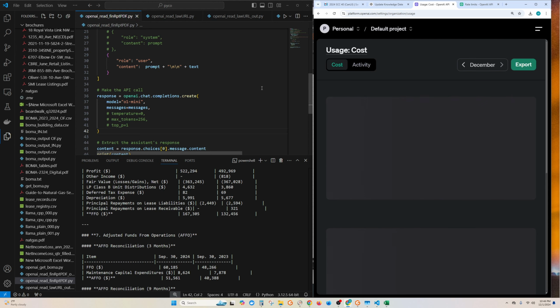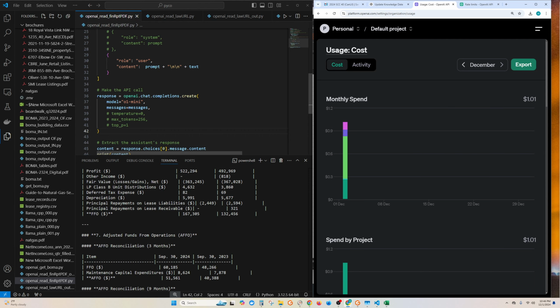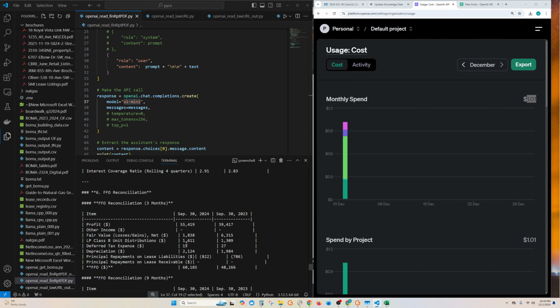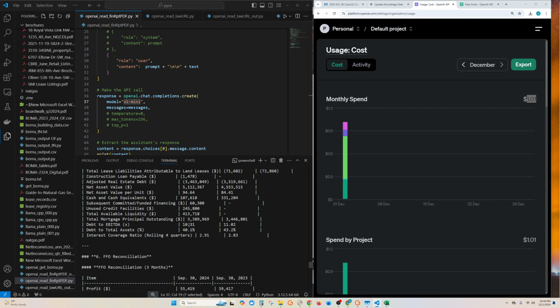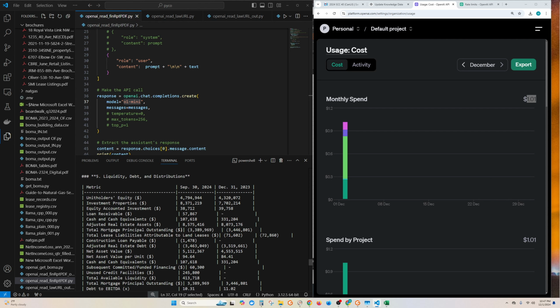Oh man, I had a lot of beans. Oh dang, we're over. Okay, so this one, the 01 mini, cost 9 cents, folks. So the first one was 3 cents, the second one was 1 cent, the third one was 55 cents, and the fourth one is 9 cents.